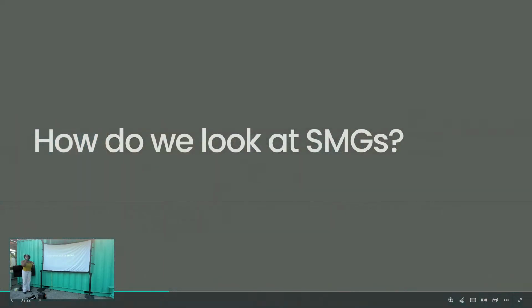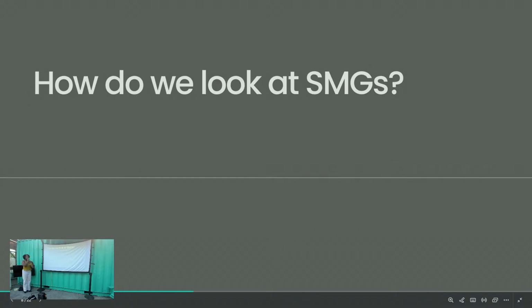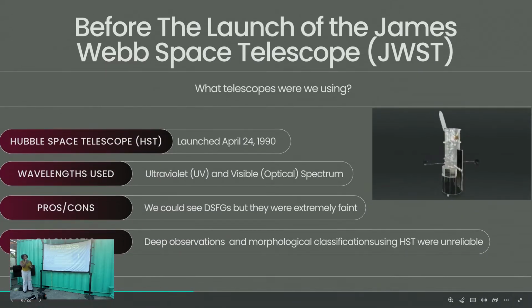So how do we look at SMGs? Well, first we had Hubble, right? This is pre-JWST, James Webb. Hubble was really, really great for looking at SMGs. However, with Hubble, we can only see in the UV and the optical wavelength. Now, this wavelength, although it's great, we cannot see many things that are dusty because when light interacts with dust it tends to appear more red. And in UV and optical, it's basically invisible. So SMGs are basically invisible in the optical or UV spectrum.